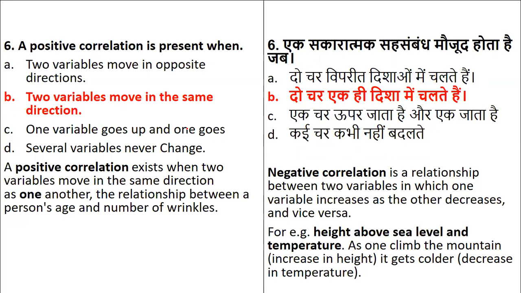For example, the height above sea level and the temperature. As one climbs the mountain, the height increases and the temperature gets colder and colder. That is, it gets colder, that is a decrease in the temperature.